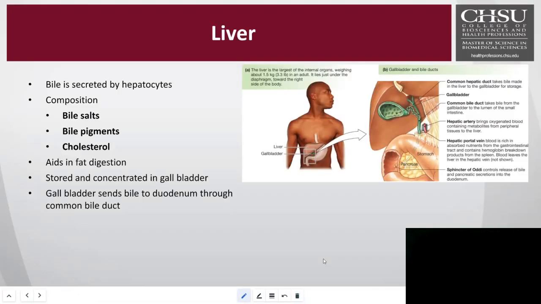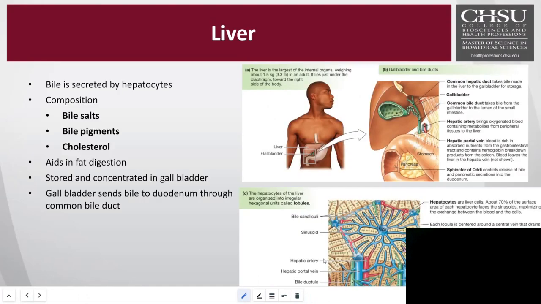The final chunk of today's talk is going to be on the liver. Okay, so we'll go over the liver, briefly talk about some of the ligaments and the function, and then we'll go over the bile briefly, and that'll be it.